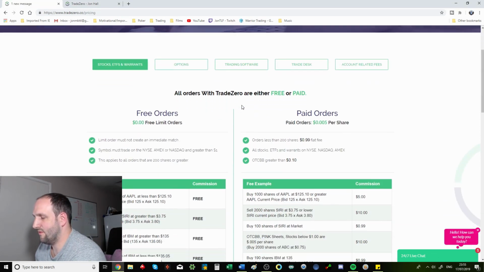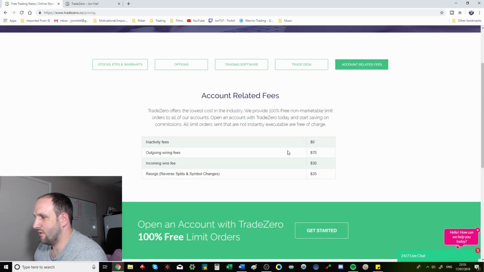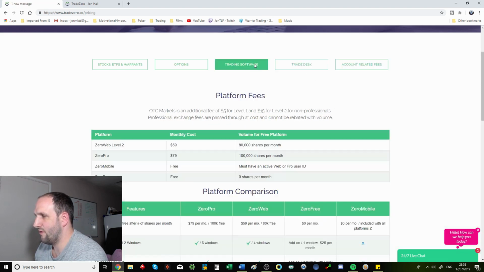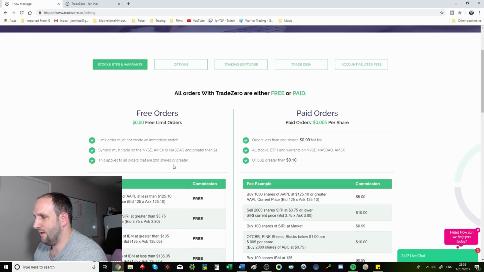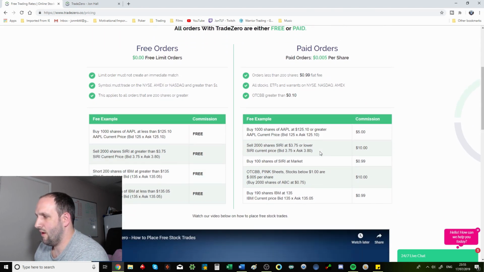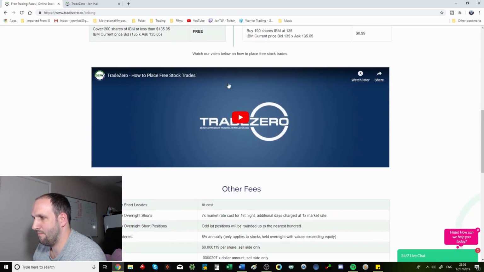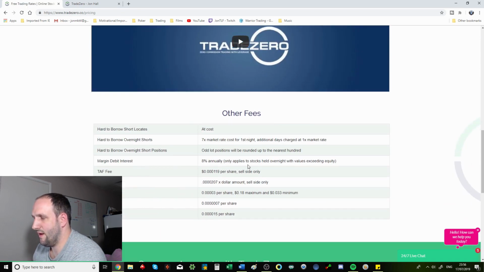Pricing, this just shows you all the different related fees. So you've got account related fees. I think the wiring fee is pretty expensive, but overall fees are really, really good. Trading software fees, and obviously most important, how much stocks actually cost you when you place a trade. So here, if you buy 1,000 shares of Apple, it's going to cost you $5, and it just gives you the working out there. Once again, it shows you how to do a free trade, and lastly, all other fees.